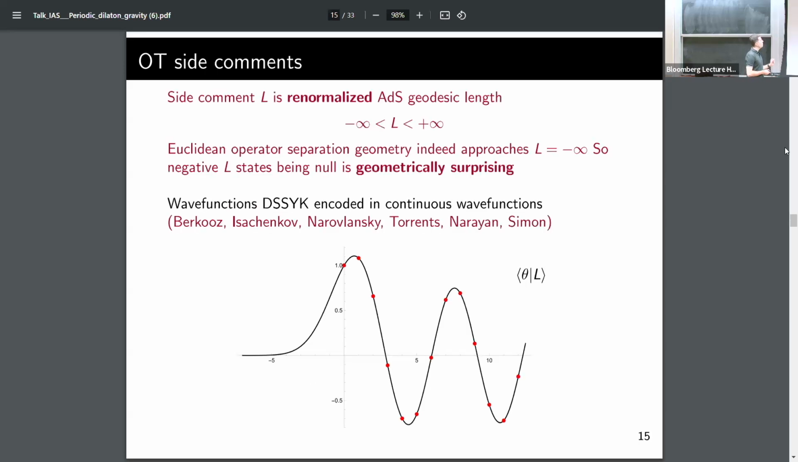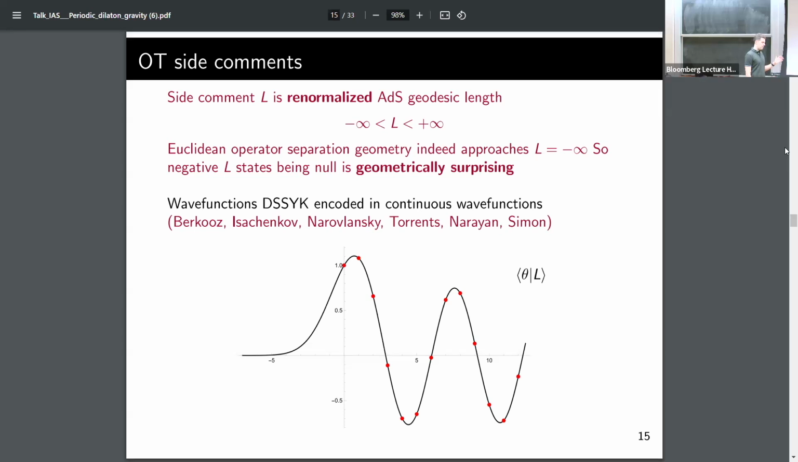Yeah, okay, so I'll not skip the side comment. L is a renormalized AdS geodesic length, because I introduced the integral of dL e to the minus i phi, where ds^2 AdS is a length in an AdS metric. But since we go to the actual holographic boundary in AdS, the physical length is still infinite, so we have to renormalize it in the usual way to get the finite thing. So L is a renormalized length.